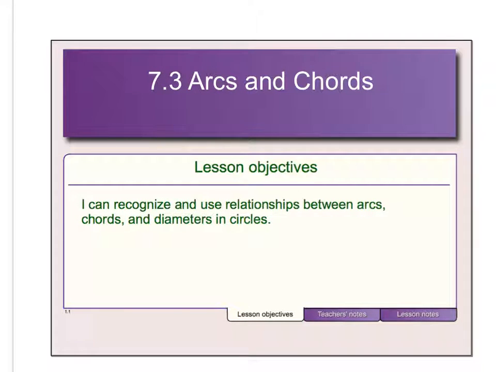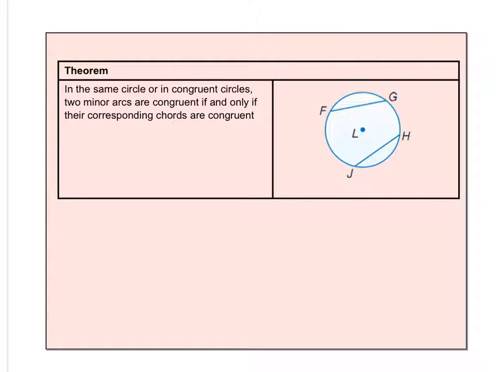We're looking at 7.3, talk about arcs and chords within a circle. So kind of the relationship between the arc, the chord, and a diameter in a circle, and kind of what that looks like. So let's look here. So here's kind of the basic idea.